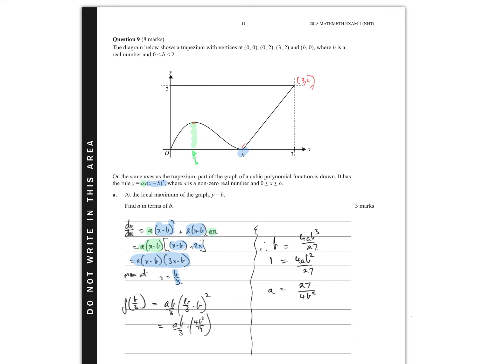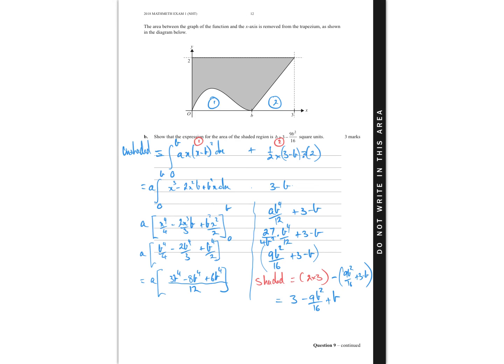So if we substitute f of b on 3 into my equation, I get a times b on 3 times b on 3 minus b all squared. So b on 3 minus b is 4b squared on 9 because I've squared it. So we get b, which is the y value from in here, is equal to 4ab cubed on 27. So rearrange a little bit and we'll get a is equal to 27 on 4b squared. It's just about keeping things in place.